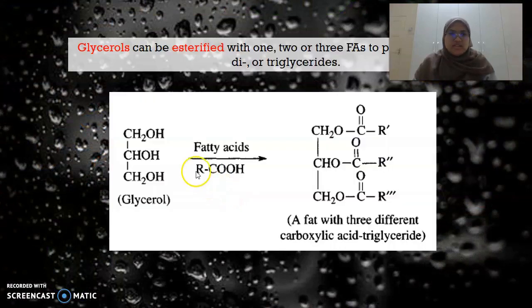Next is glyceride. Glyceride is glycerol that can be esterified with one, two, or three fatty acids to produce mono-, di-, or triglyceride. Glycerol is an alcohol that reacts with a carboxylic acid or fatty acid and becomes an ester, which is a fat with three carboxylic acids, a triglyceride.